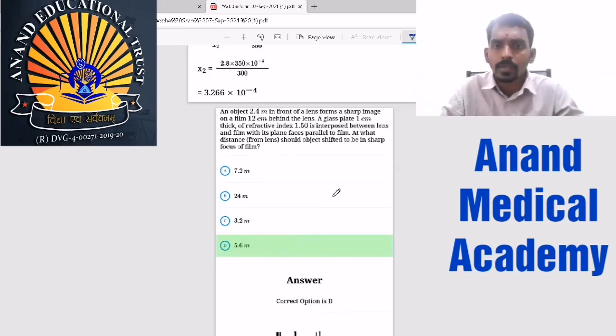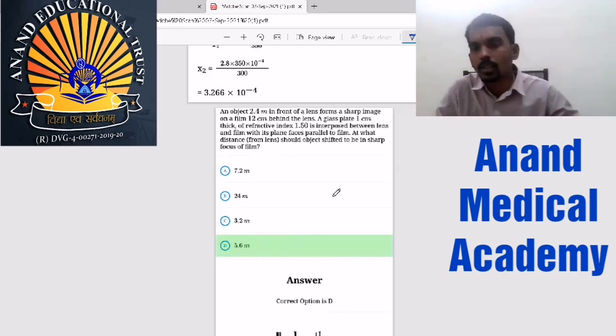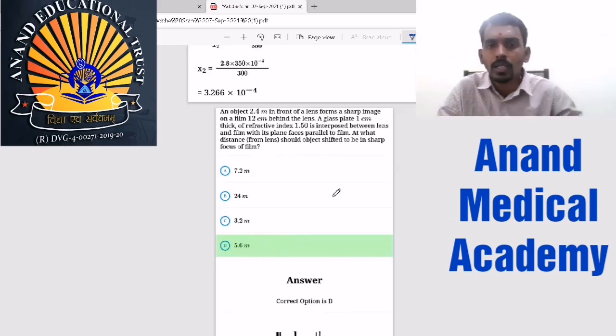Now another important topic is lens. They can ask anything related to lens: magnification, position, nature of the object and image, the combination of lenses, silvering of lens. Anything they can ask. You just have to be thorough with all the lens formulas, and depending on the question, you have to solve it.